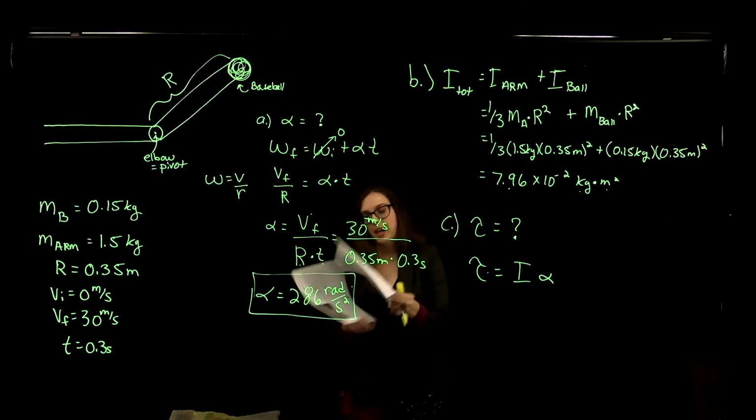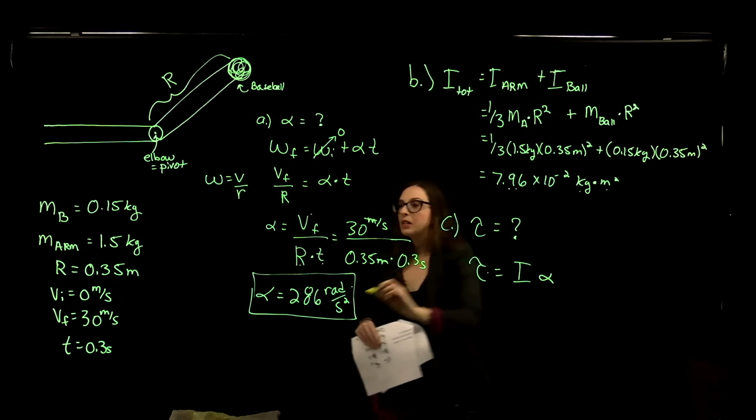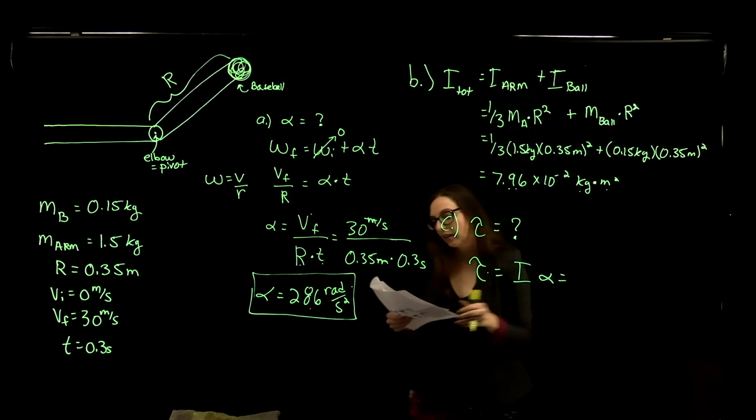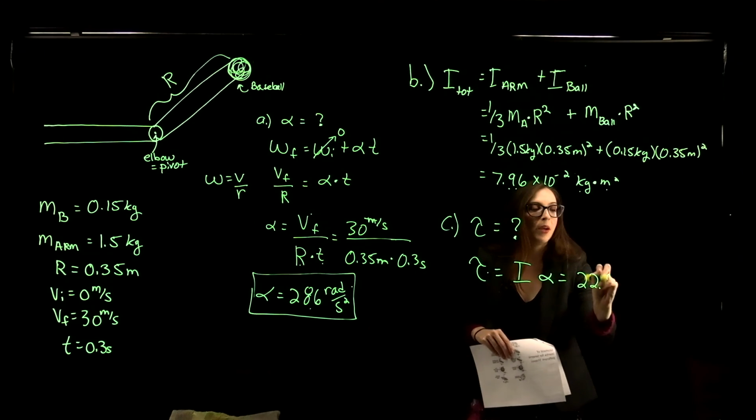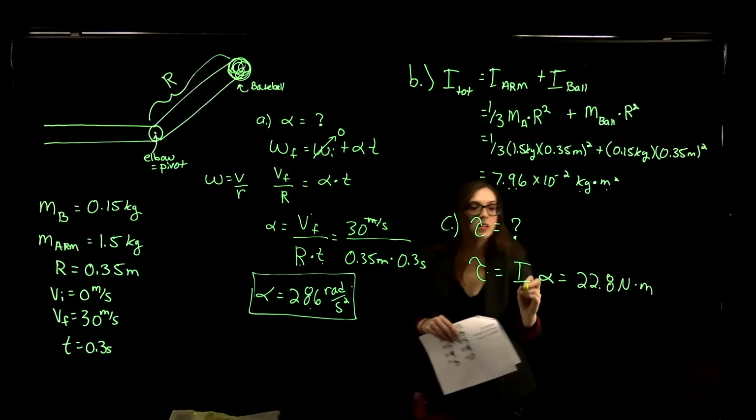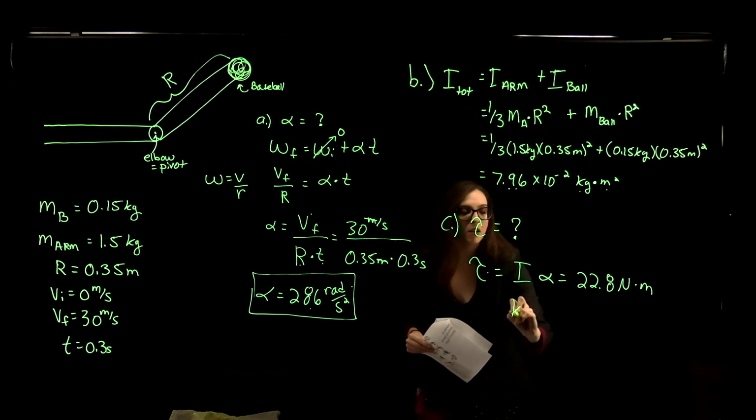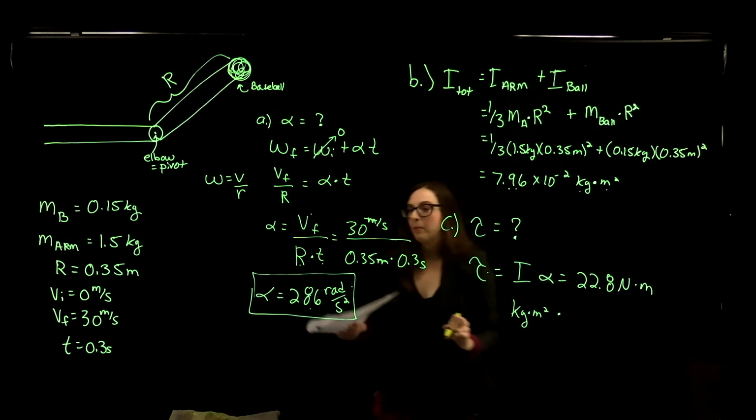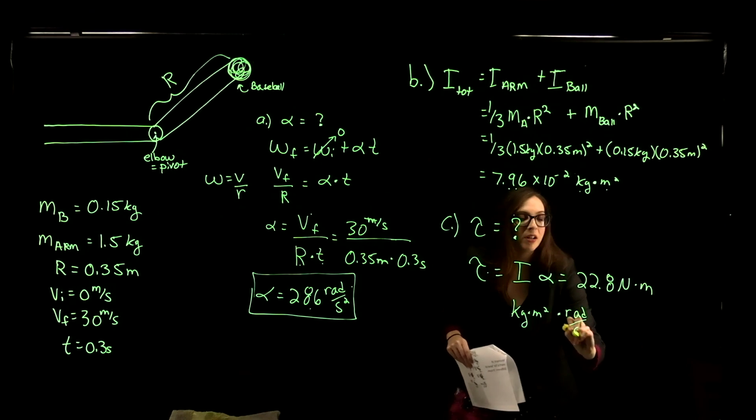So we take our moment of inertia here times our angular acceleration, and that will give us our torque in units of Newton times meter, and that's going to be 22.8 Newton times meter. So let's look at our units. We've got the moment of inertia, which is kilogram times meter squared, and then we're multiplying it by our angular acceleration, which is radian over second squared.